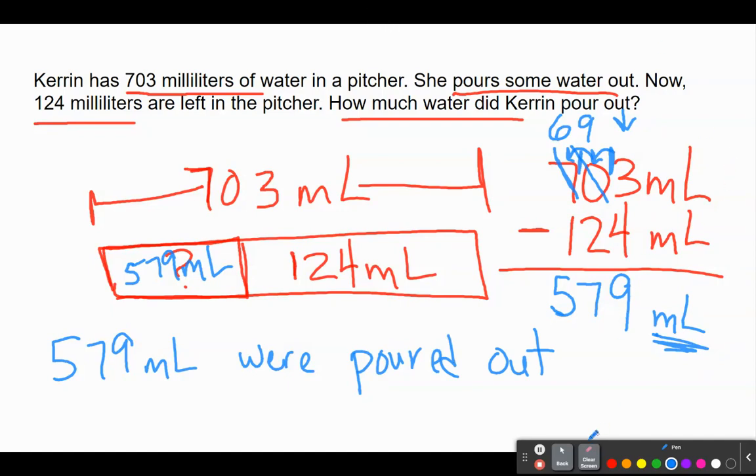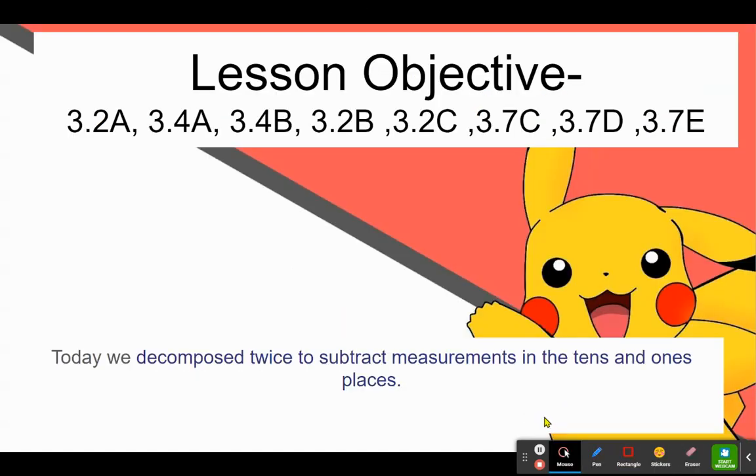All right, now let's go ahead and take a look at today's objective again. So today we decomposed twice to subtract measurements in the tens and ones place. Decomposing means we broke our hundreds into tens or tens into ones. All right, and the standards that we focused on today were 3.2a, 3.4a, 3.4b, 3.2b, 3.2c, 3.7c, 3.7d, and 3.7e. Lots of standards we worked on today, but I love it.